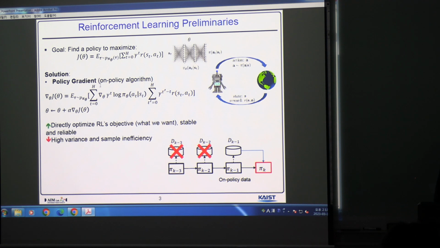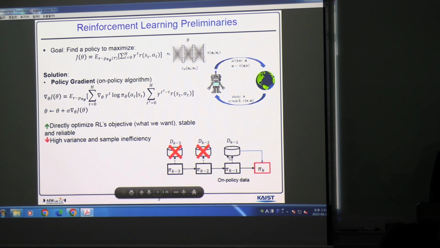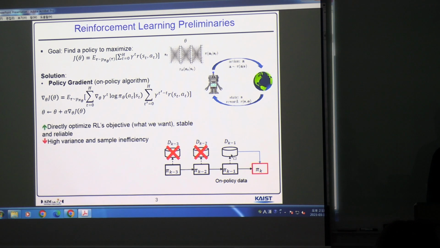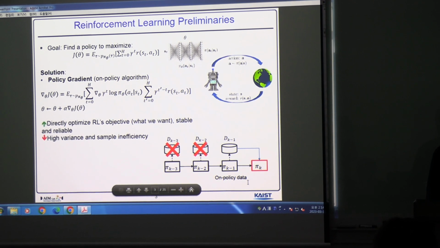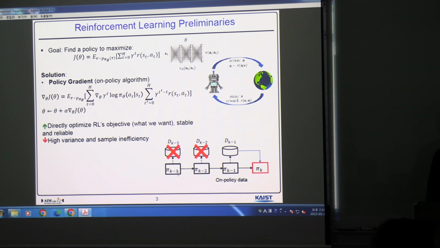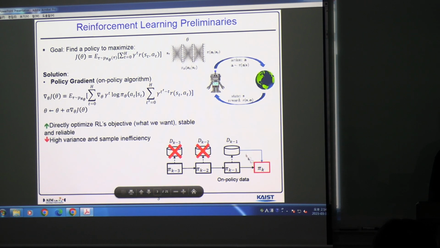So this algorithm is called an on-policy algorithm. This is because to optimize this objective, we need to use on-policy data, the most recent data. So you can see in this figure, each policy in each optimization step outputs some data. But to optimize the current policy, pi k here, we just use the most recent data and we don't use the past data, because this is the characteristic of this algorithm. So what's the advantage and what's the disadvantage of this policy gradient?